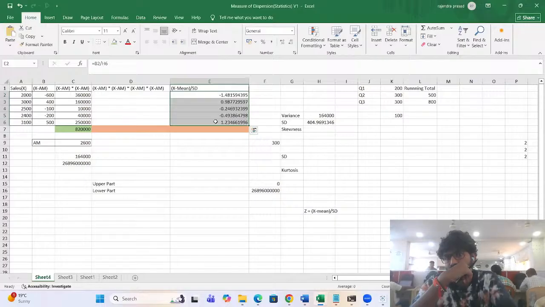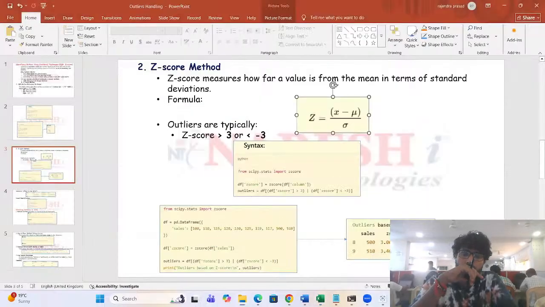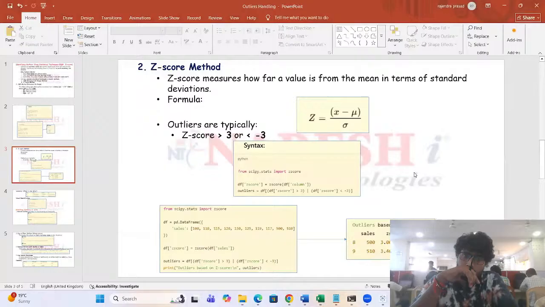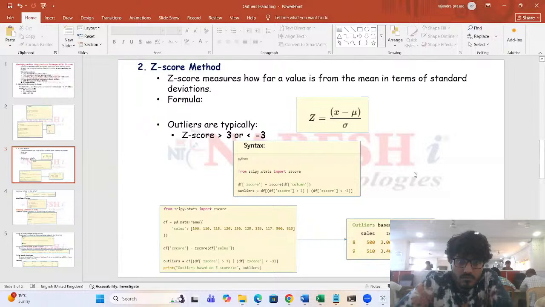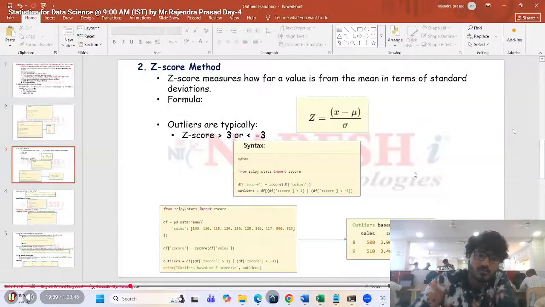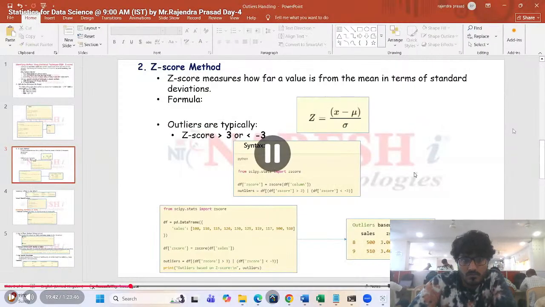Whenever you do this, you'll get some metrics, and by using these you have some threshold values. What is the threshold value? Whenever you calculate the Z score, if the Z score is greater than +3 or less than -3, those values are identified as outlier records.